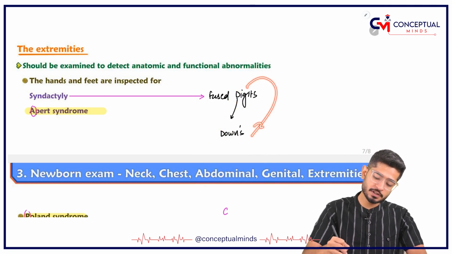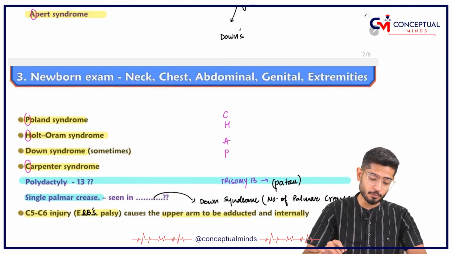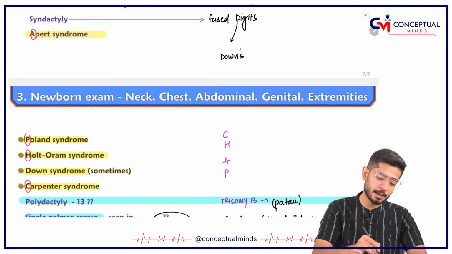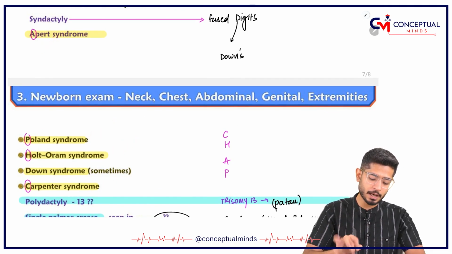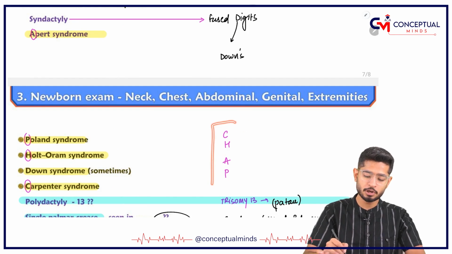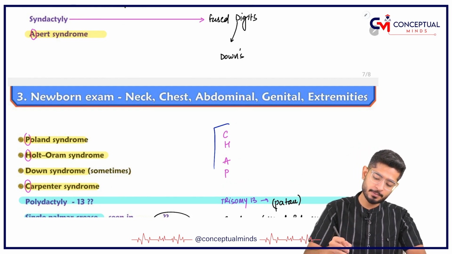So fused digits are characteristically seen in Down syndrome, whereas it is also seen in Apert syndrome, Poland syndrome, Holt-Oram syndrome, Carpenter syndrome. Apert syndrome, Poland syndrome, Holt-Oram syndrome, Carpenter syndrome. The mnemonic becomes 'boys'. What does the word boys mean?